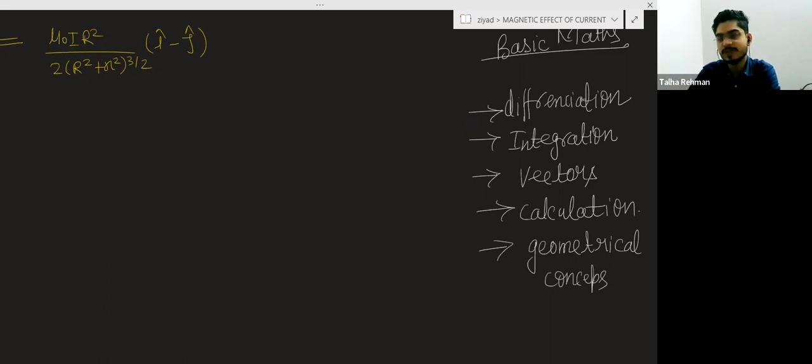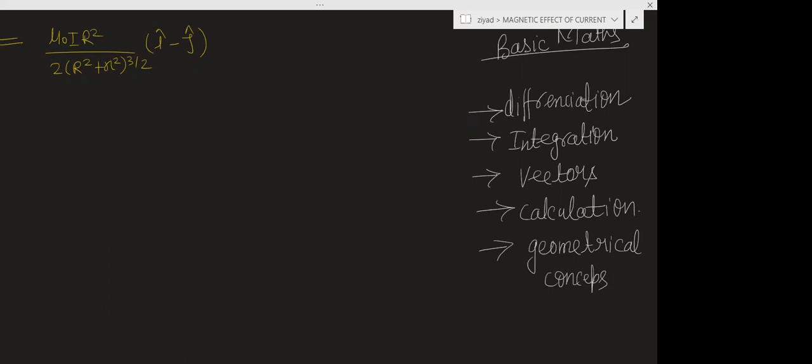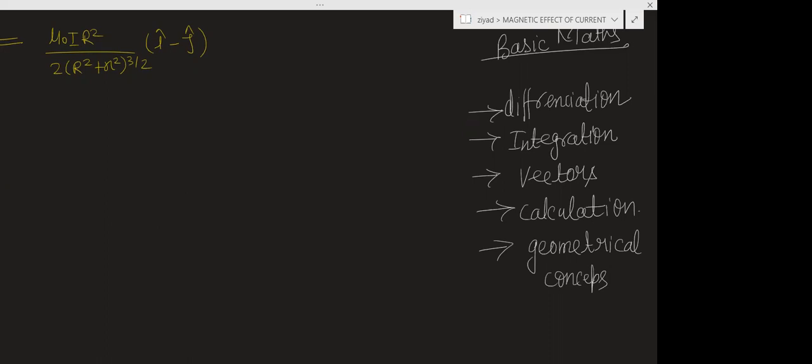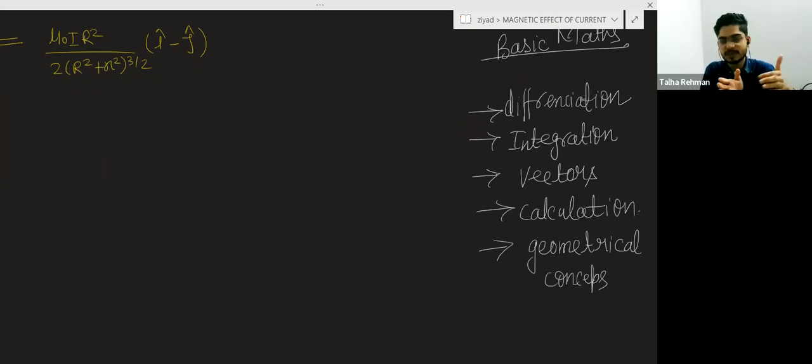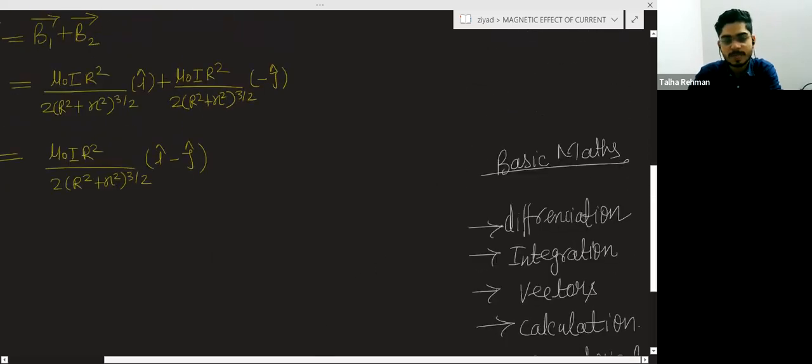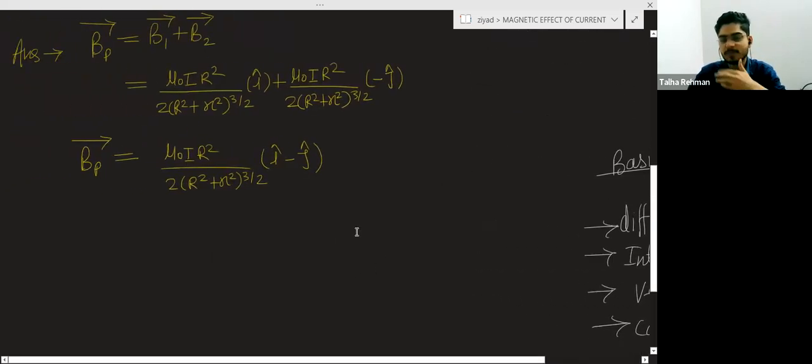And you have also seen that there is a use of vectors also. Vectors are a very important part, but you should know the basics of vectors. Another thing you should know is calculation: suppose I am giving any expression, how to simplify that expression in an easy way. And another thing is geometrical concepts: what is a triangle, what is a circle, what is the area of a circle, and all that.